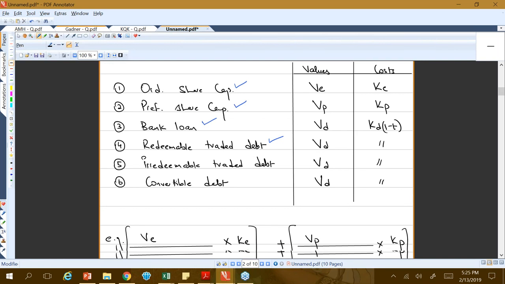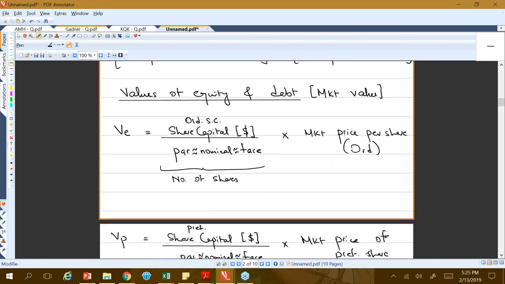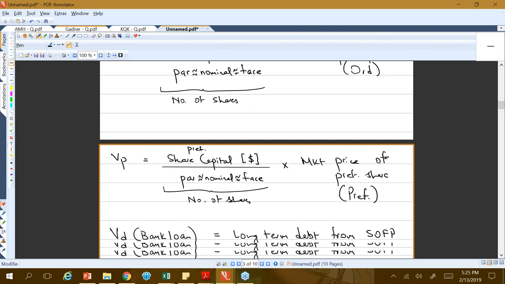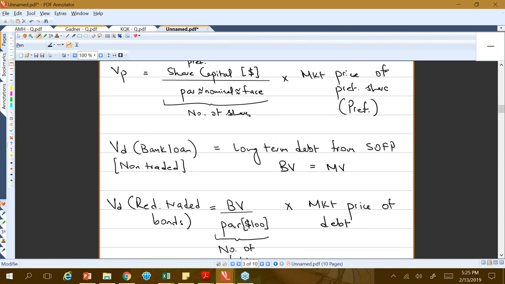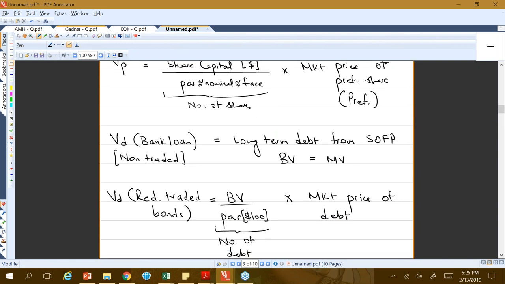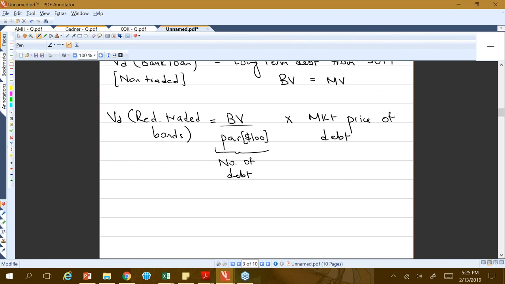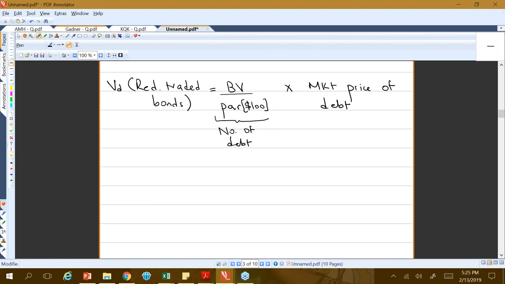What we simply do is find the VE, find the VP, then the VD for bank loan, and the VD of redeemable traded bonds. Now, the VD of the convertibles and the VD of the irredeemable debt follows the exact same calculation which is here for the VD of redeemable traded bonds.